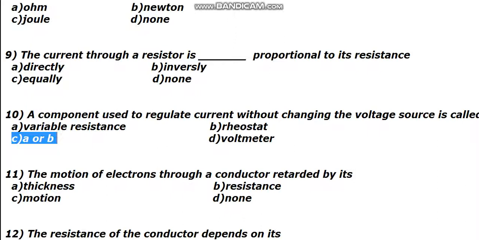Okay, now the 11th one: the motion of electrons through a conductor is retarded by its. Who is going to disturb the movement of the electrons in a conductor? Whether it's thickness, resistance, motion, or none of the above. The resistance of the conductor retards, meaning opposes, the motion of the electrons through the conductor. Next one you have.